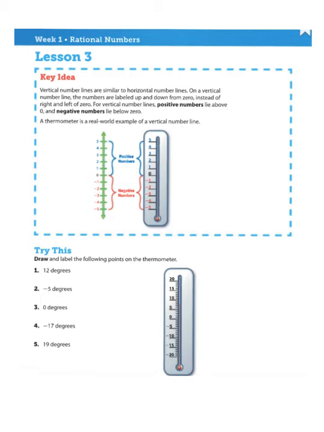It says draw and label the following points on the thermometer. So 12 degrees. Well, that's a positive 12. A positive 12 would be probably right above 10. And I know mine's not perfect. Negative 5 degrees, I'm just going to draw a point to that. 0 degrees, I know is right here in the middle. Negative 17 degrees would be right in the middle of negative 15 and negative 20. And positive 19 degrees would be right below positive 20.